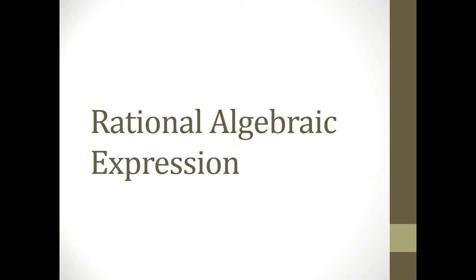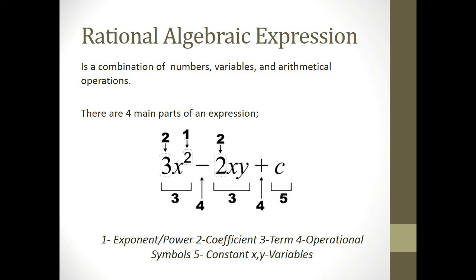We will be discussing rational algebraic expressions. A rational algebraic expression is a combination of numbers, variables, and arithmetical operations. There are four main parts of an expression. First, exponent or power. Second, coefficient. Third, term. Fourth, operational symbols. Fifth, constant, while x and y are variables.